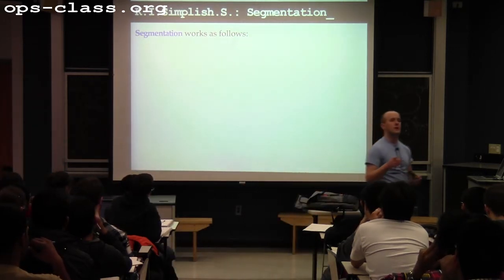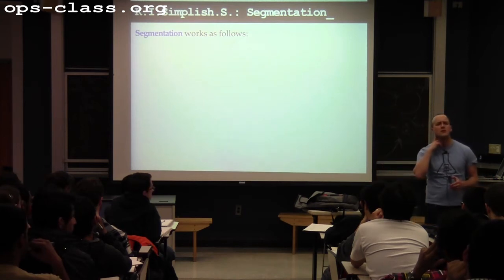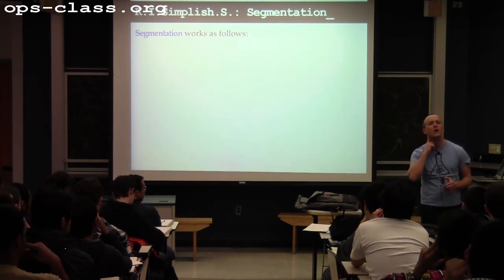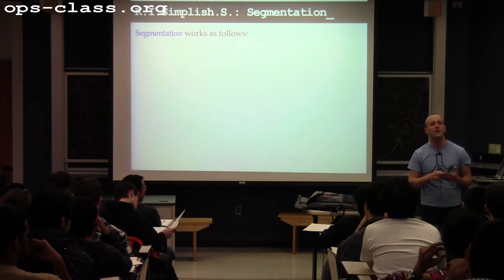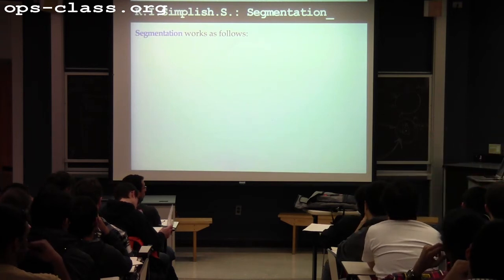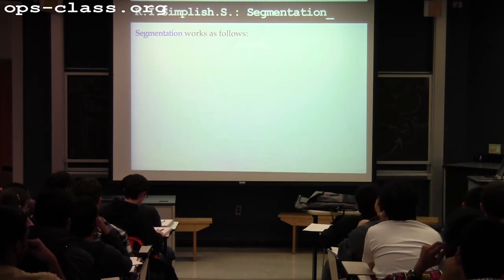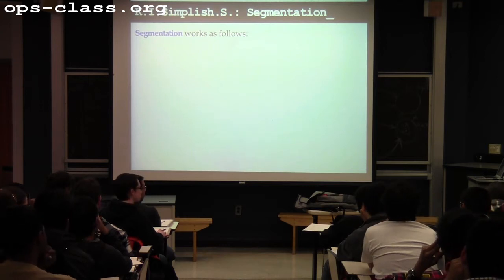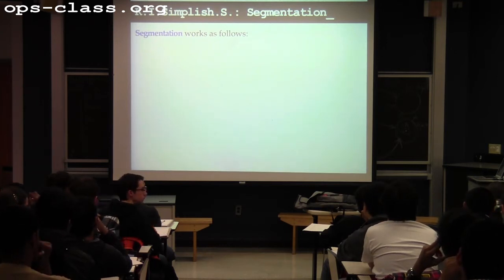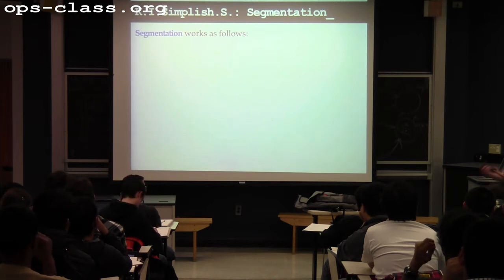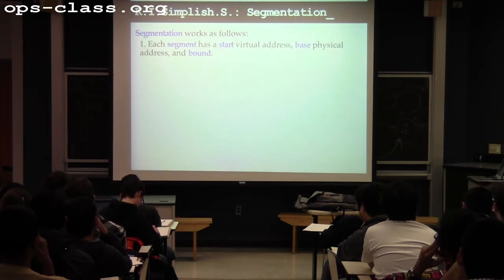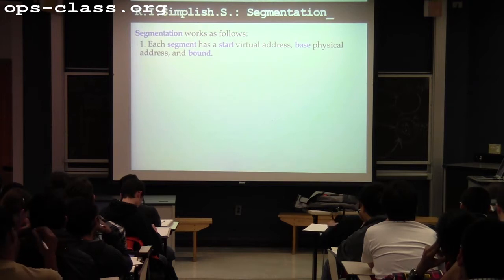I need the start. Where? Oh, in the virtual. Yeah, but where? Starting address where? In the physical. Physical address, right? So again, I'm taking a chunk of the process's virtual address space and mapping it to a chunk of physical memory. And so I need to know where it starts in virtual memory, where it starts in physical memory, and one size, because the size is going to be the same in both cases. So every segment has a start, a base, and a bound.